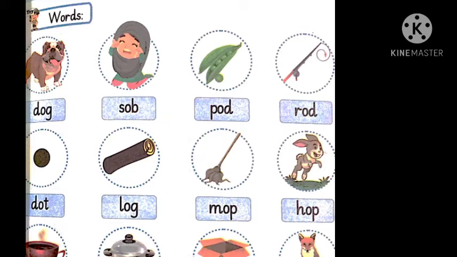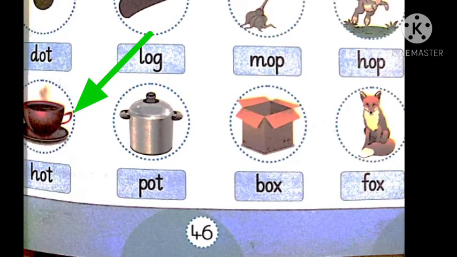And in the last picture of the second line, here is a rabbit, and the rabbit is hopping, jumping. So how to read hop? H, op, hop. Look at the next picture in the third line. What is it? It's a cup of hot tea or coffee. The tea or coffee in the cup is hot. So how to read hot with sounds? H, ot, hot.